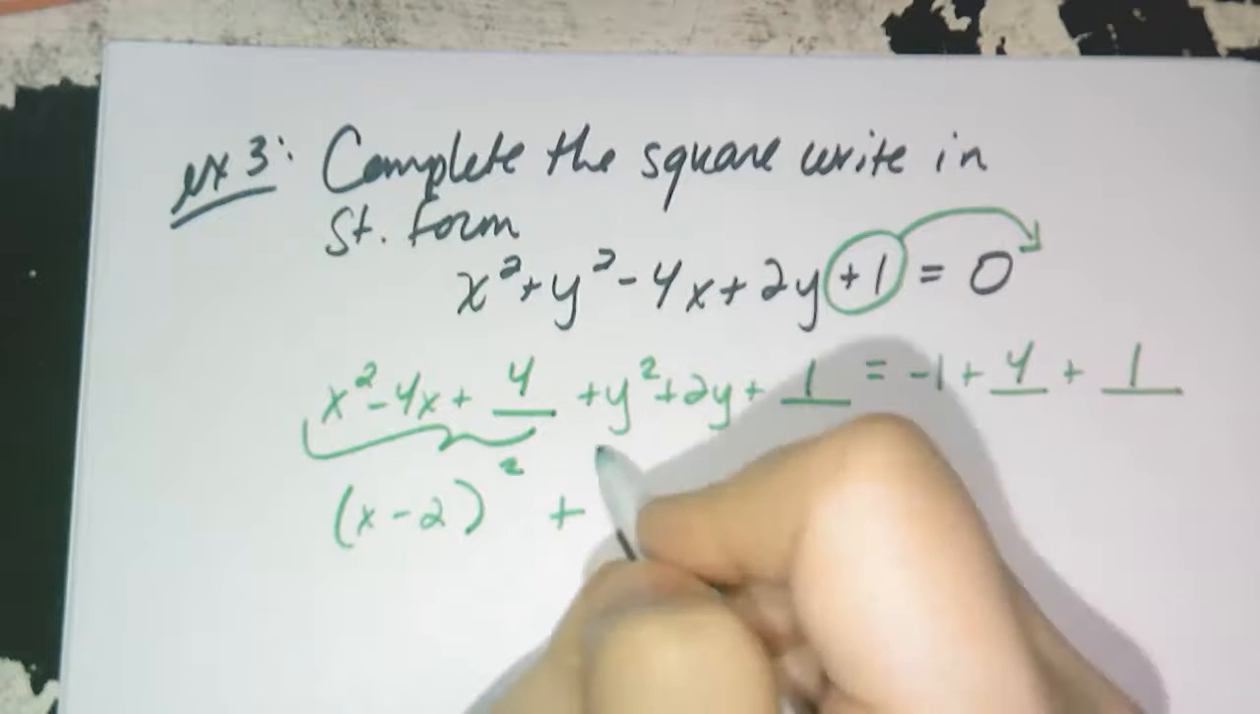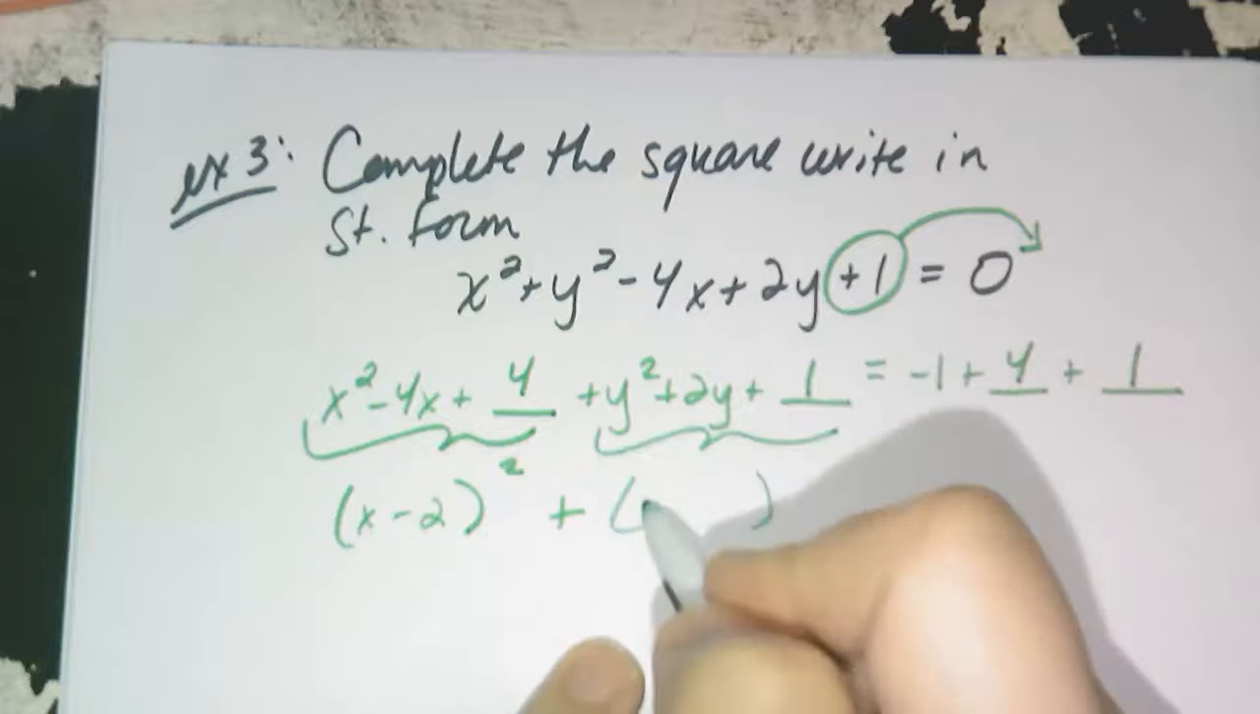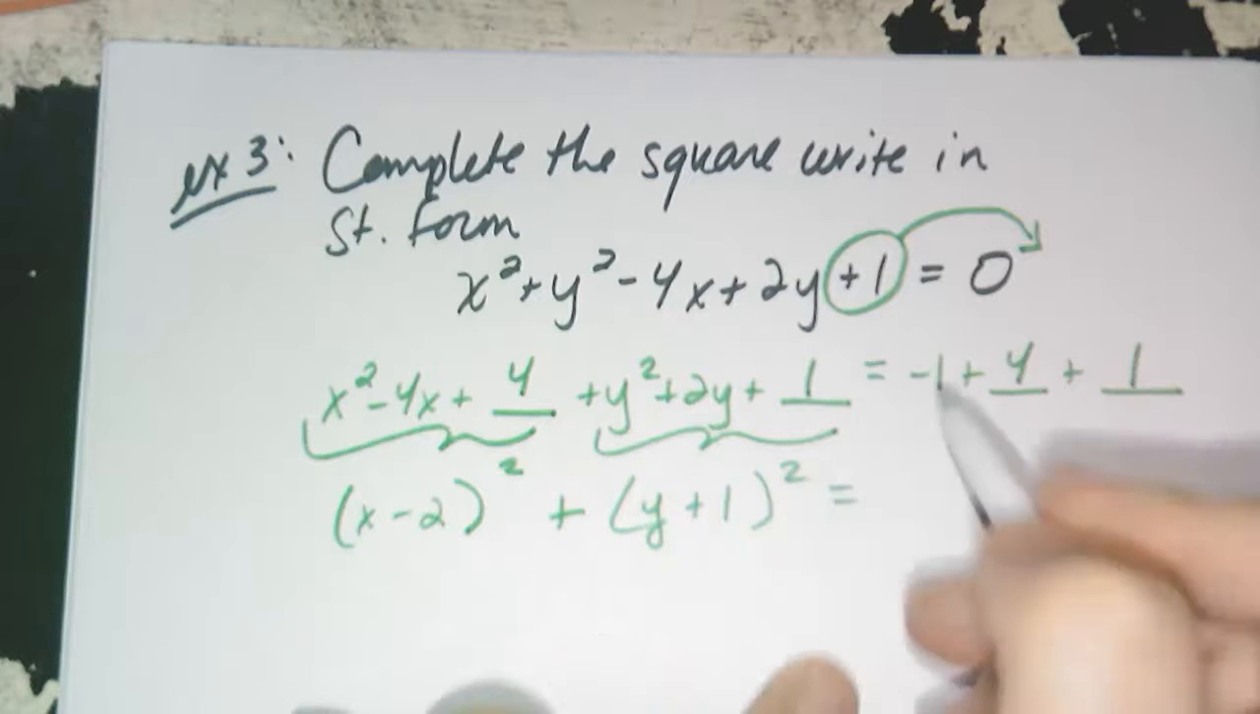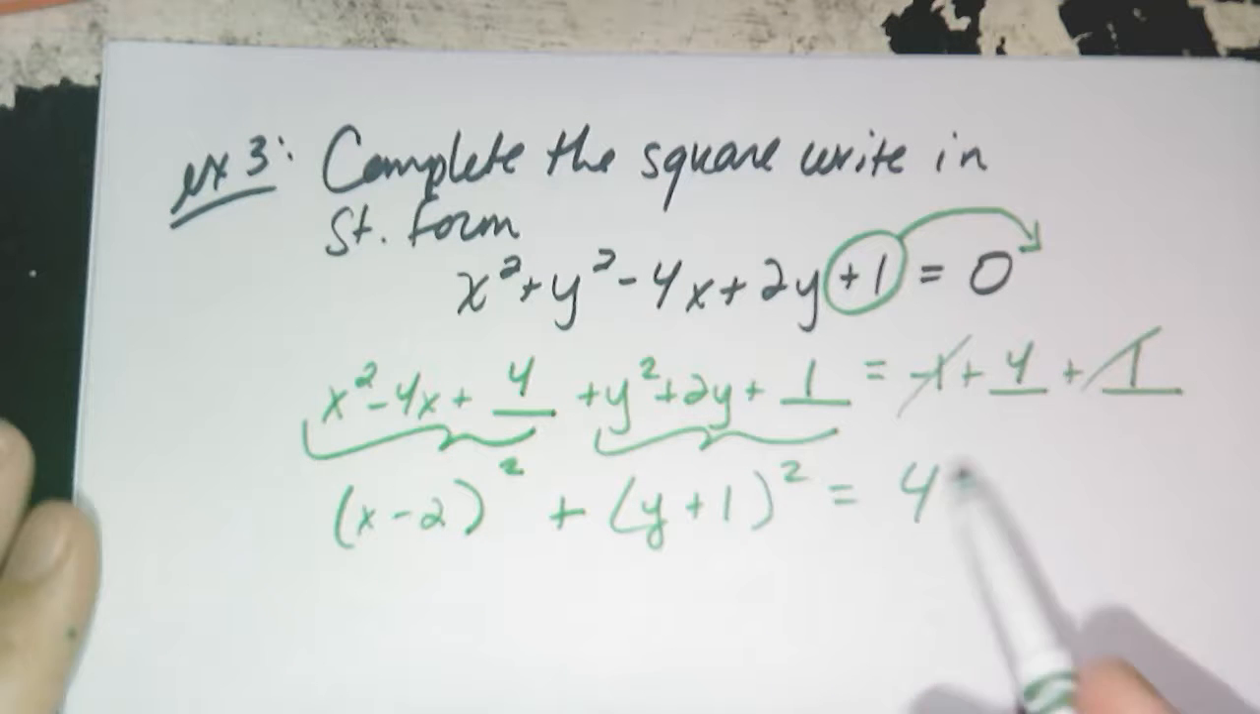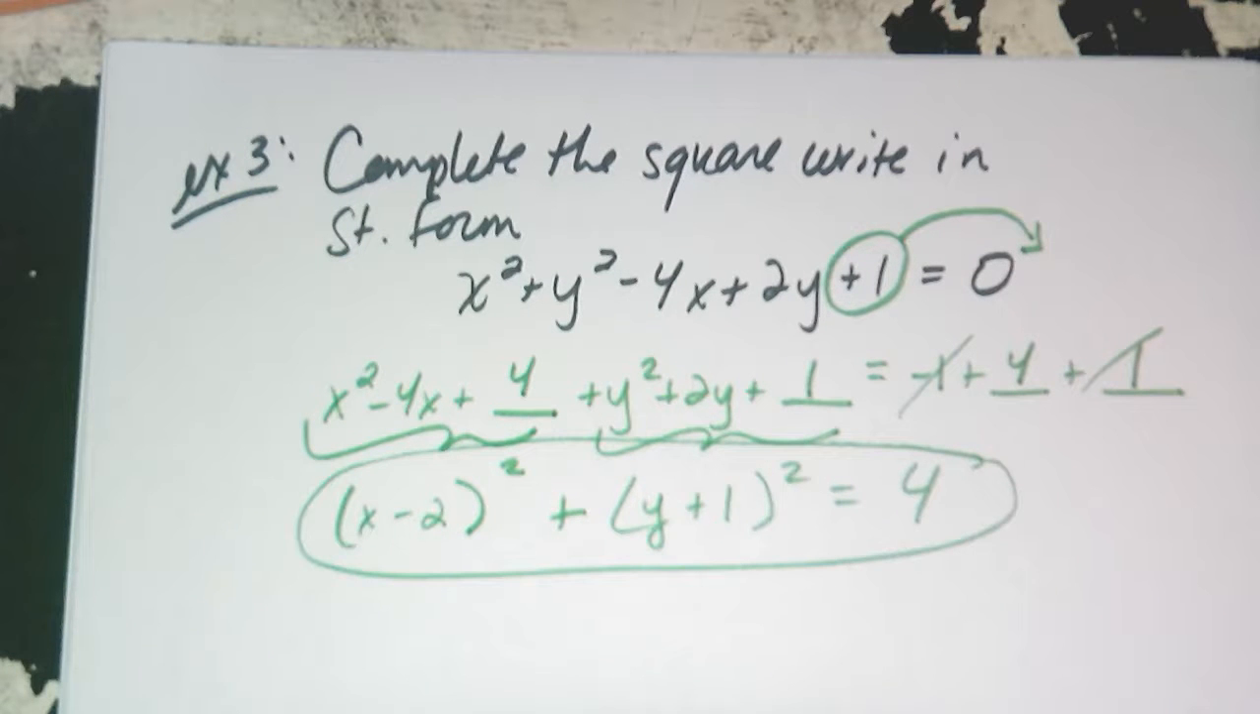Plus, what would this one be? Y plus 1 squared, and what does it equal? 4. So you just found the standard form. So if I asked you questions like, what's the center right now? What would you tell me the center of the circle is? 2, -1. Okay, 2, -1.